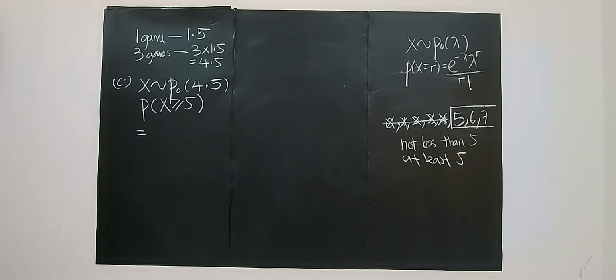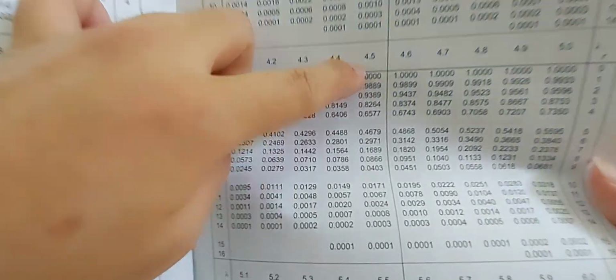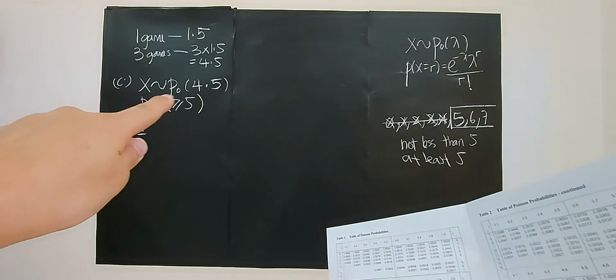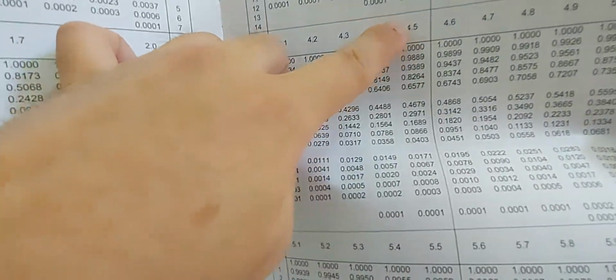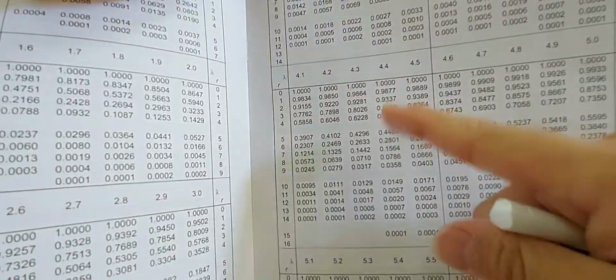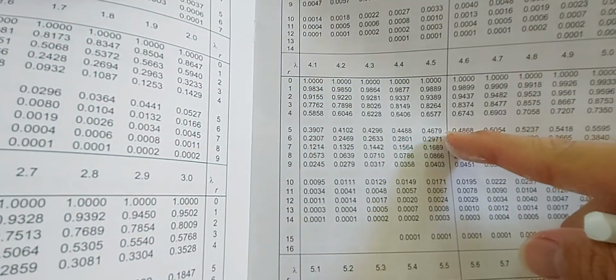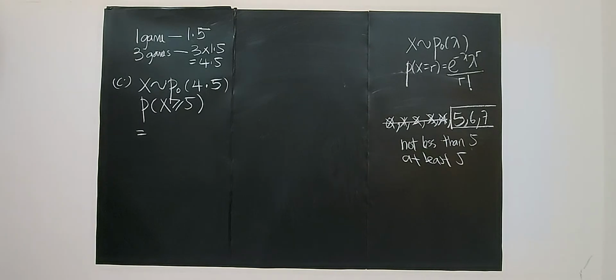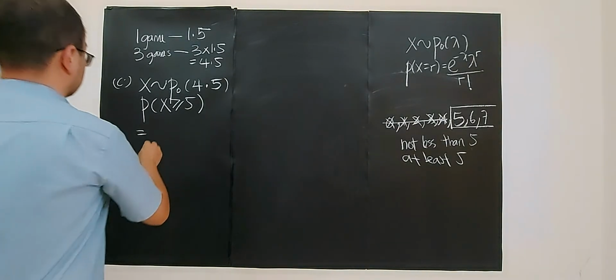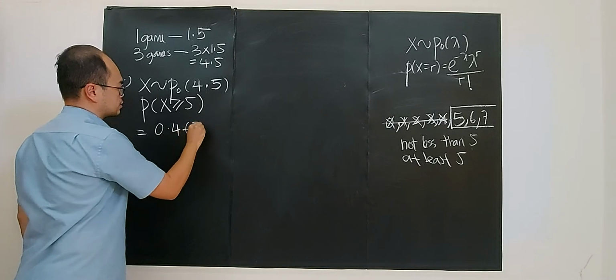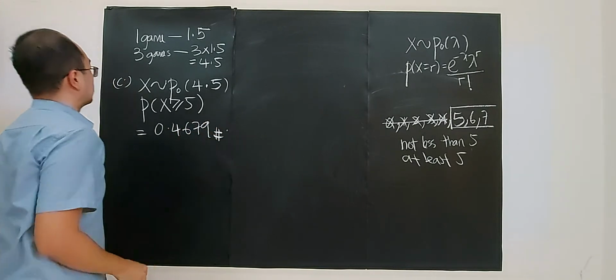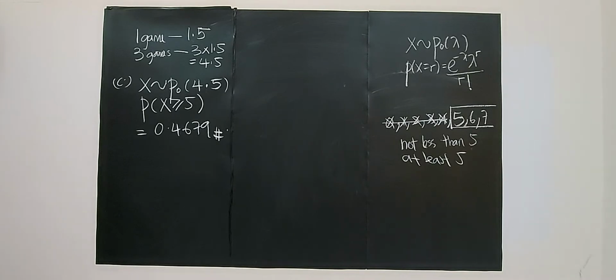Then we can find it from the statistical table for 4.5. Okay, the mean of 4.5, and look at the value 5 here. The value corresponding to this is 0.4679. So this is the way we solve part C.